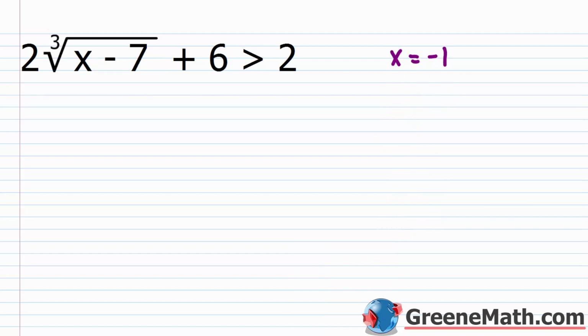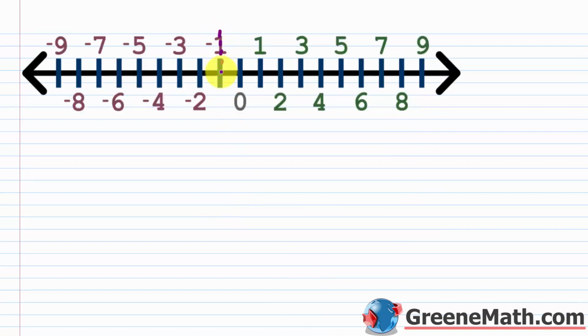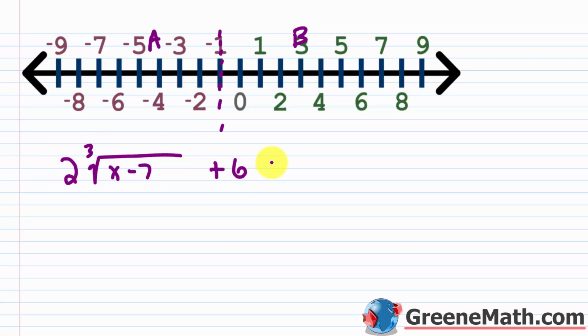So let me go down to the number line. Here's negative 1. Basically, you're going to have 2 scenarios: this interval A and this interval B. You don't have any domain restrictions, so just pick something in interval A and test it. Again, we have 2 times the cube root of x minus 7 plus 6, and this should be greater than 2. Something less than negative 1, we can pick, let's say, negative 20.